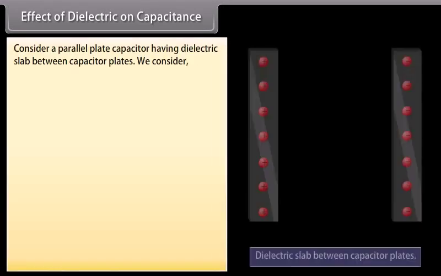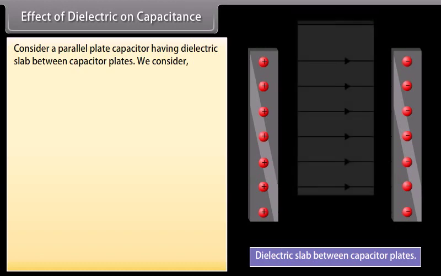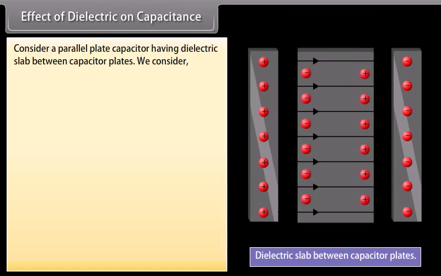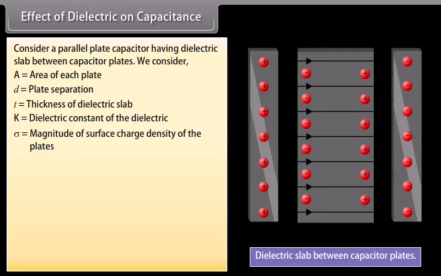Effect of dielectric on capacitance. Consider a parallel plate capacitor having a dielectric slab between the capacitor plates. We consider A is equal to area of each plate, D is equal to plate separation, T is equal to thickness of dielectric slab, K is equal to dielectric constant of the dielectric, sigma is equal to magnitude of surface charge density of the plates.